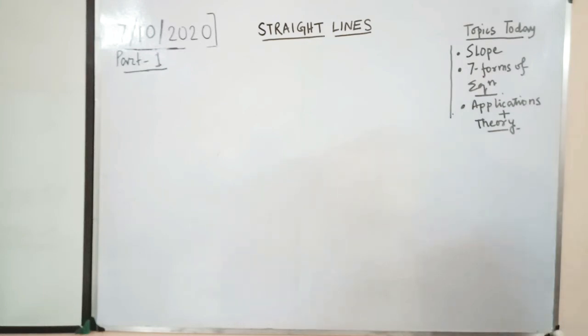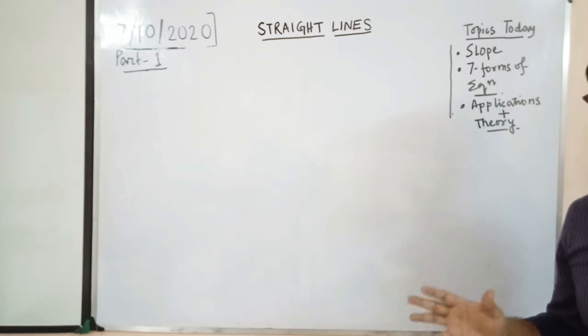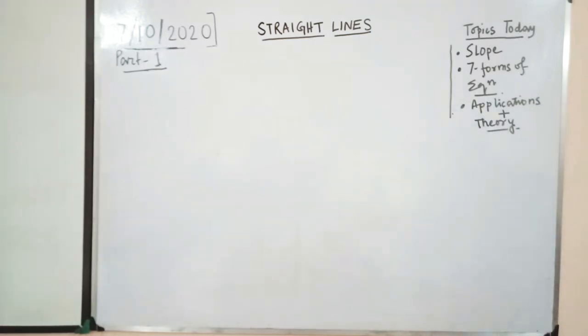But before that, you should not forget the formulas which you have already learned in class 10. I take it that you know the basic formulas, like the distance formula or the section formula, different applications of the distance formula such as the midpoint formula, by which we can take the midpoint of a straight line, and the centroid formula, and the area of the triangle. All those formulas you must know before starting the straight line chapter.